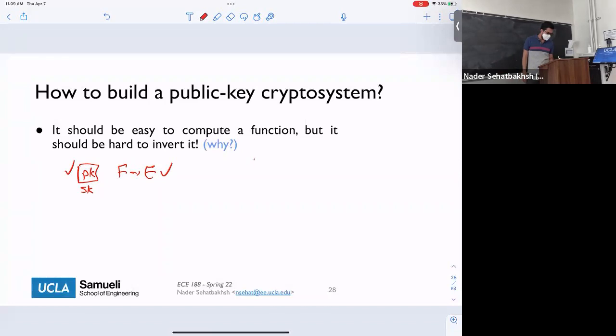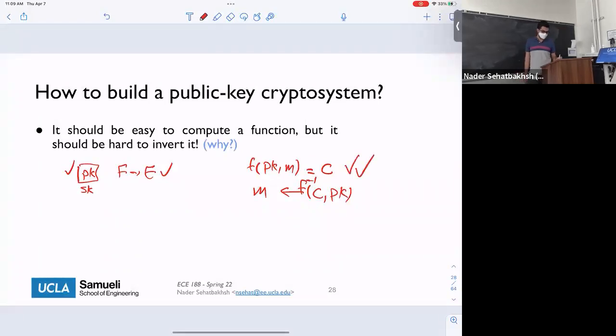So we need a function that, given the public key and the message, can very efficiently give us C. But if we have C and the public key, we cannot invert this function and get M. So this should be very easy to compute in one direction, but very, very hard in the other. We cannot easily invert this function and get the results.